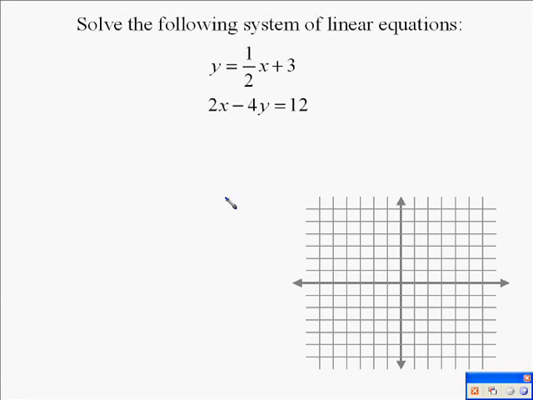This problem is a system of linear equations, and we're going to solve it by starting to graph it. We're doing this one at this point. It's a special situation with the way this problem works. So we're going to graph it first.